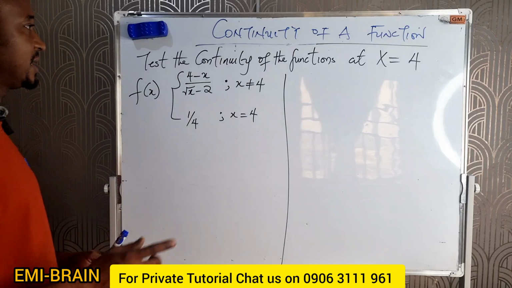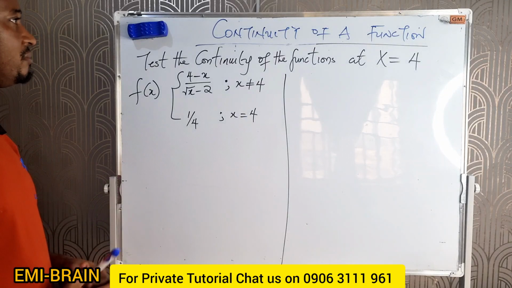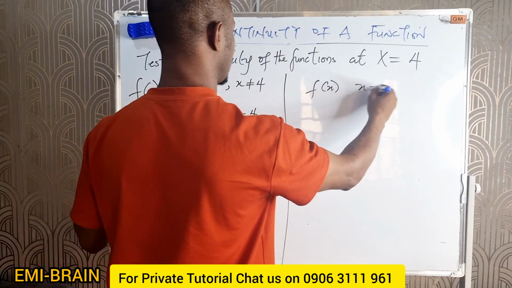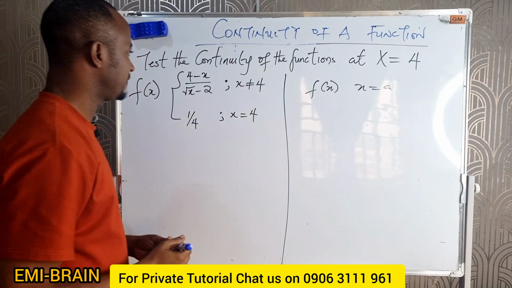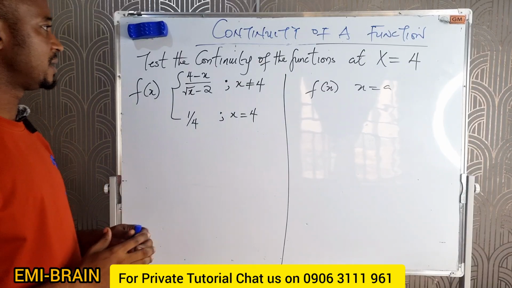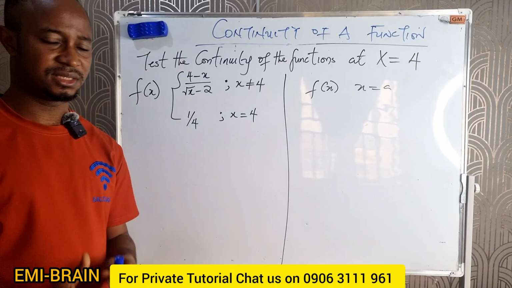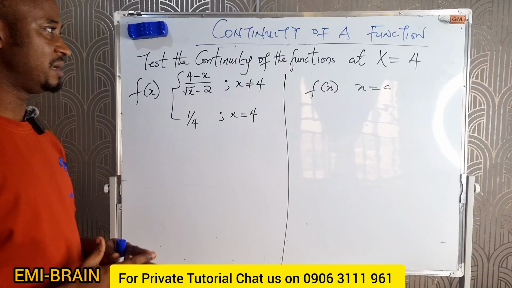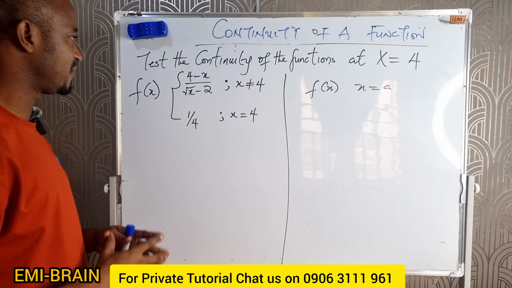The first test says that f of a must be defined for f of x to be continuous at x equals a. The first is that f of a must be defined. Number 2 is that the limit of f of x must exist. Number 3 is that f of a being defined must be equal to the limit of f of x.